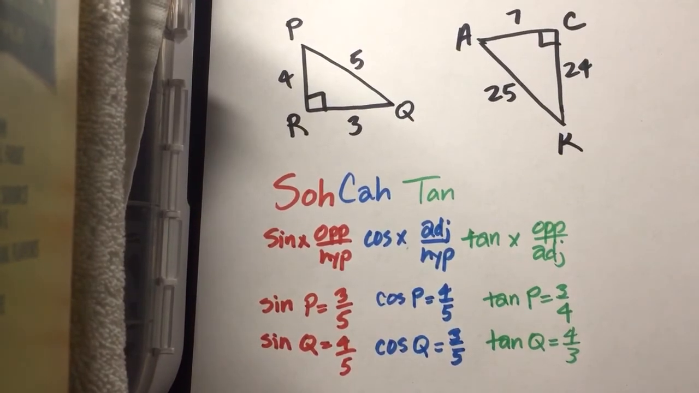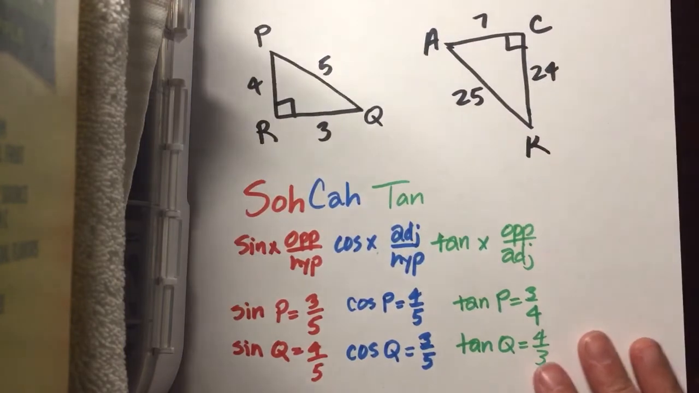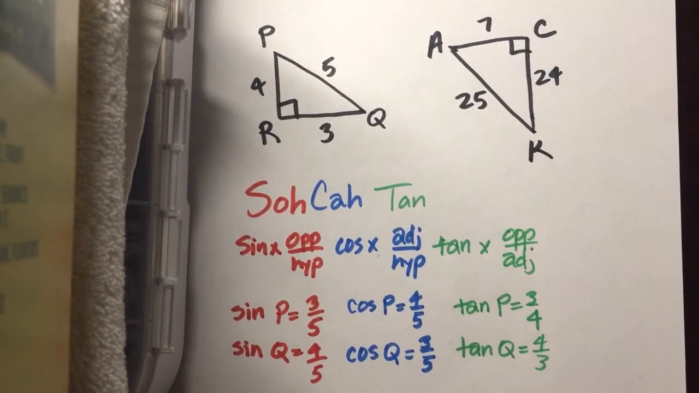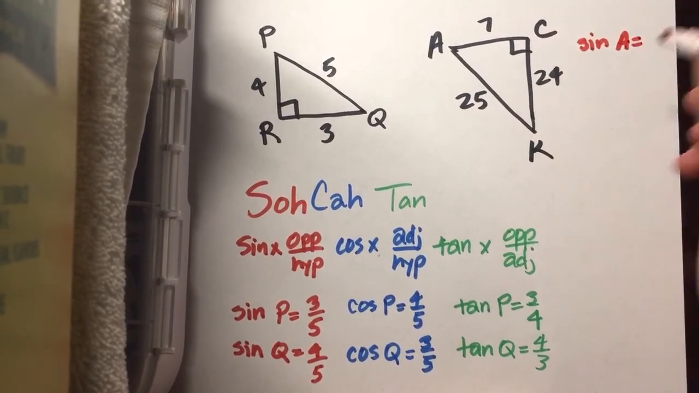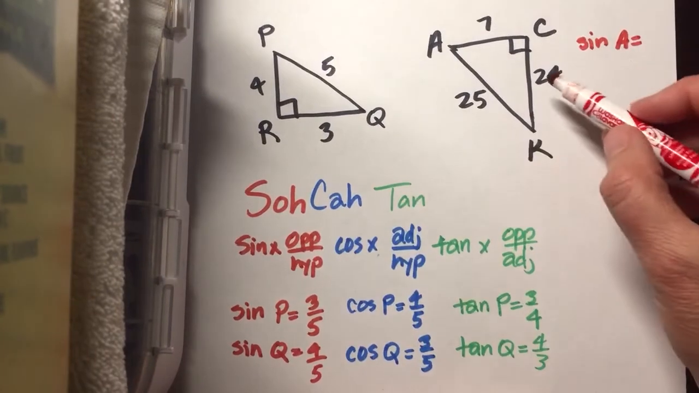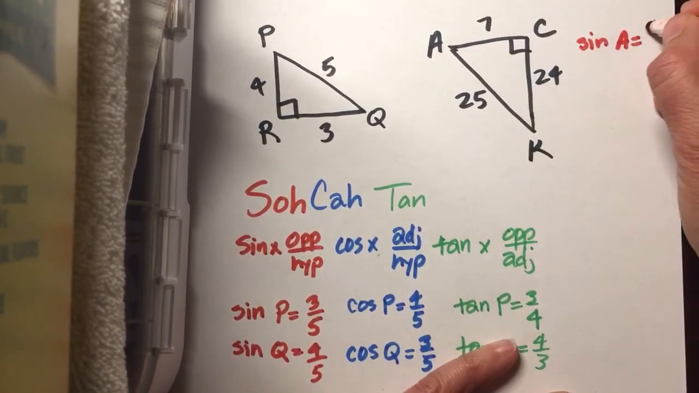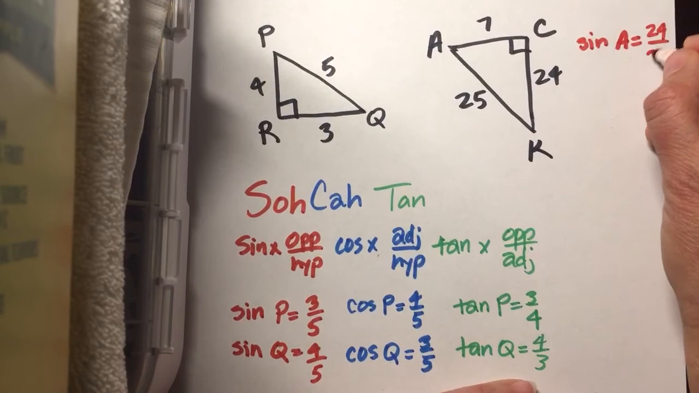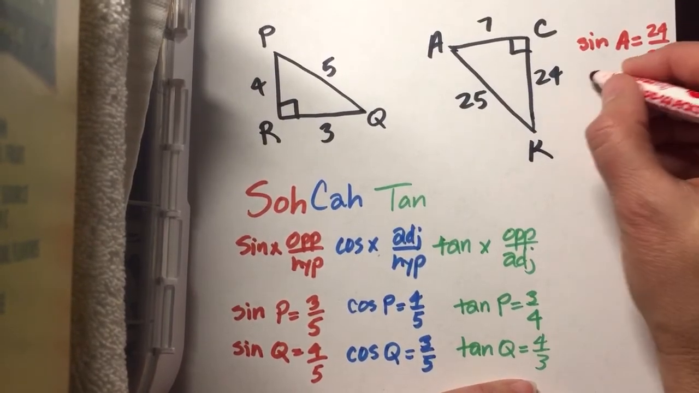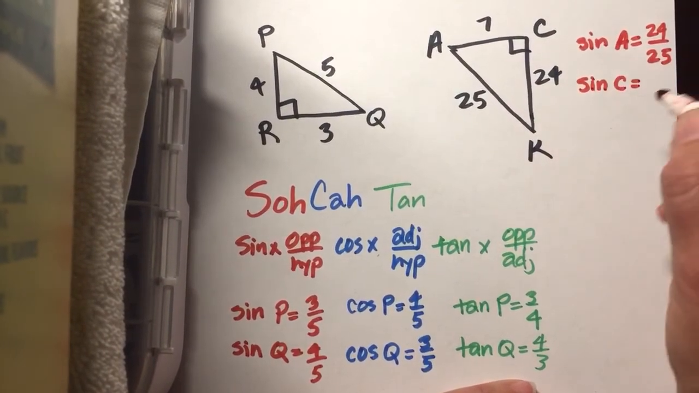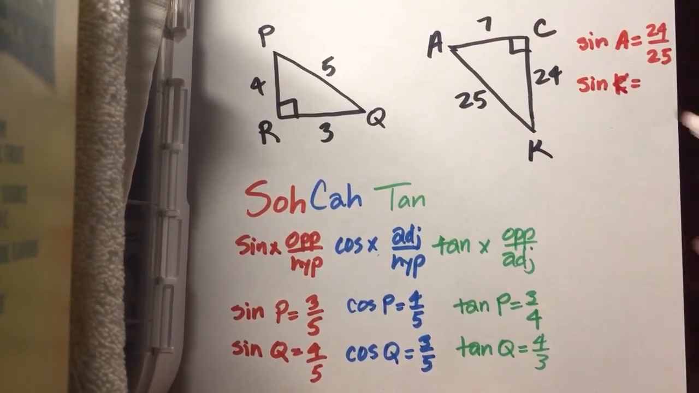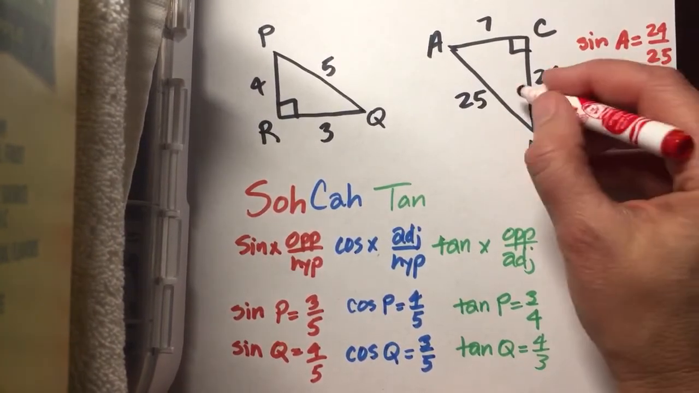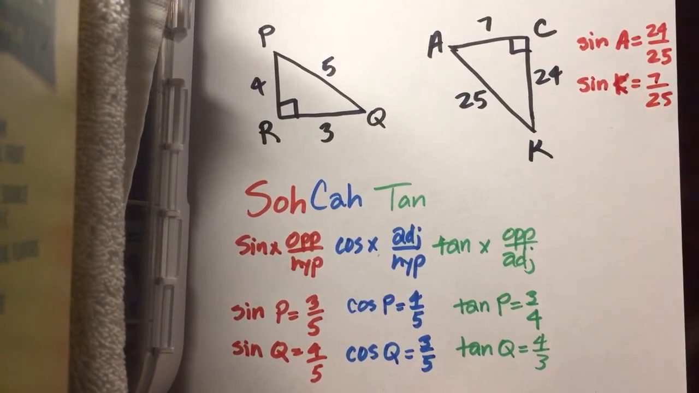So let's look at the second one. Let's look at our second triangle here, and I'll try to fit this on the side here. Let's go sine. So if I'm looking at, let's do the sine of A. Sine is opposite over hypotenuse. What's opposite of A? 24. What's the hypotenuse? 25. Okay? So let's look at the sine of K, because we won't do the right angle. What's the opposite of K? 7. And what's the hypotenuse? 25. So you've taken care of the two sine ratios.